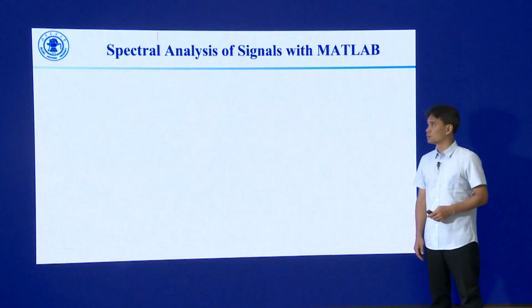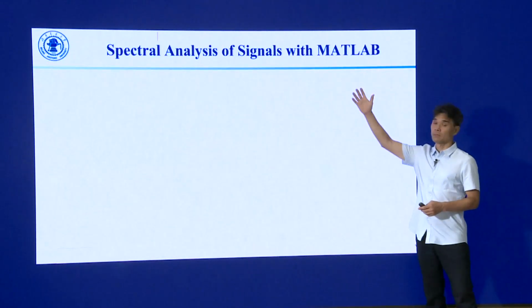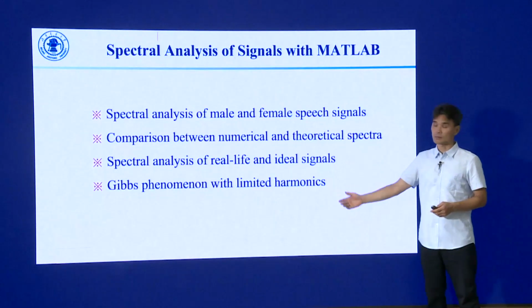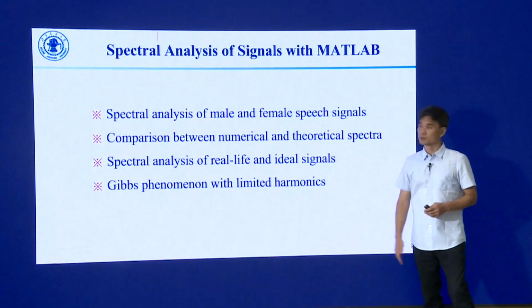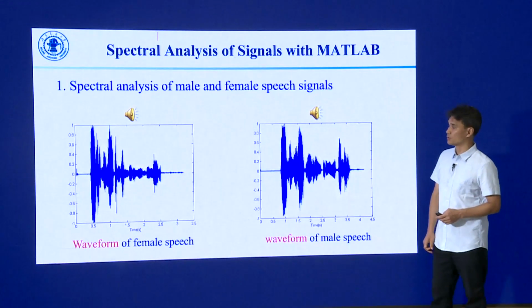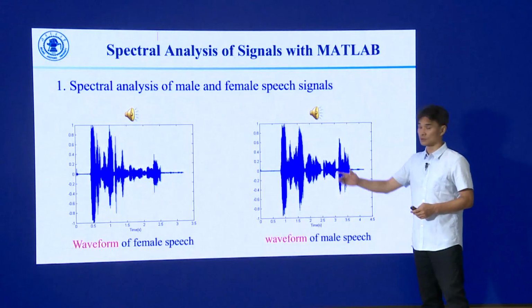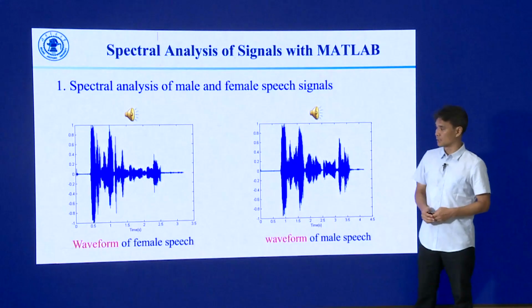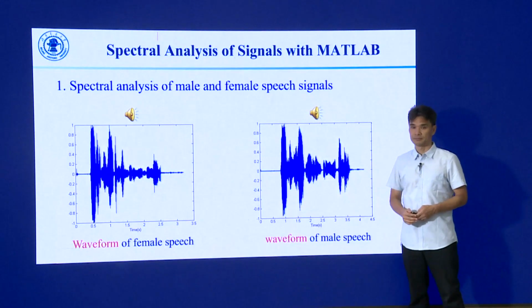In this part, we're going to introduce some MATLAB code that can help us to do some analysis. So there will be 4 questions. The first one is we try to do spectral analysis for 2 voice signals. The first one is a female speech.